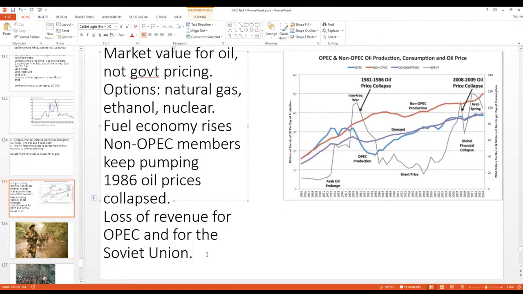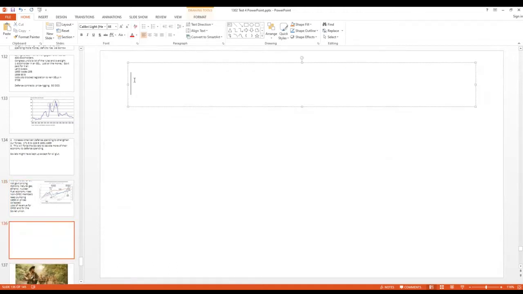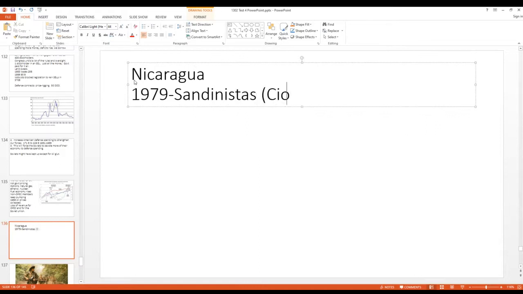Right. So what does this look like? So keep in mind, the Soviet Union is going to collapse, okay? But let's look at some of the other rollback before we get to the collapse of the Soviets. Let's start with Nicaragua. Back in 1979, Sandinistas, who were communists, took over.